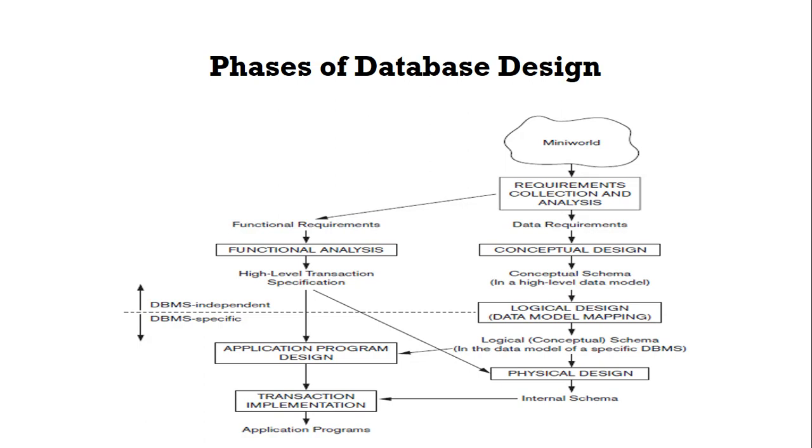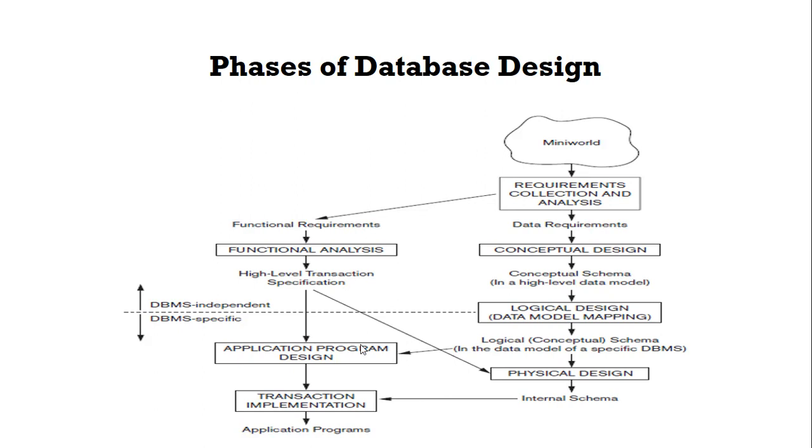There are two phases in the database design. One is the DBMS independent phase. Another one is the DBMS specific phase. The DBMS independent phase consists of functional analysis, requirement collection and analysis, and conceptual design. The output of phase 1, that is the DBMS independent phase, will be given to the DBMS specific phase as an input.